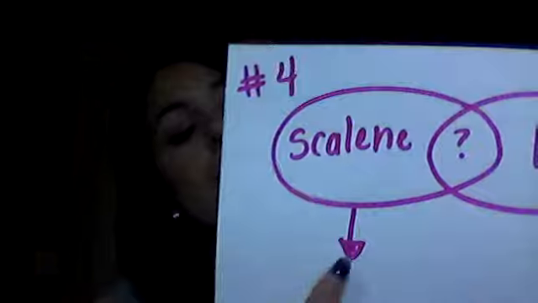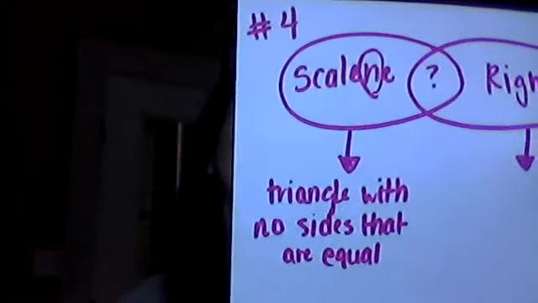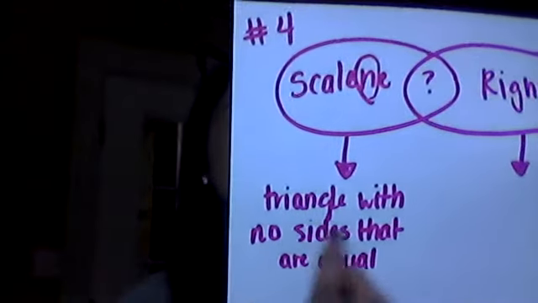So first of all, let's write our definition for scalene. A scalene triangle is a triangle with no sides equal. A triangle with no sides that are equal. Okay? So none of the sides are equal. Remember that the n in scalene reminds you that scalene has none of the sides equal. None of the sides. So a triangle with no sides that are equal.